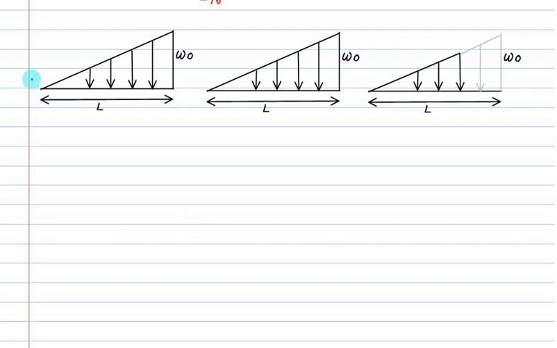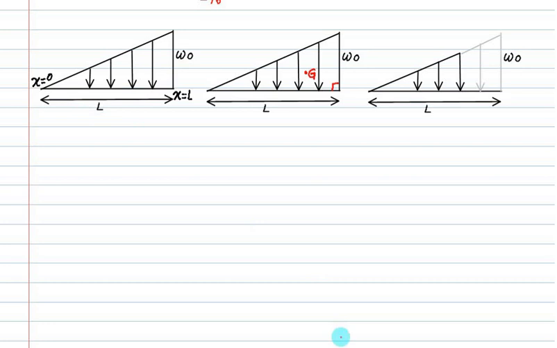At x equal to 0 to x equal to L. The intensity of the load at x equal to 0 is 0, and at x equal to L is W0. L is called the span.